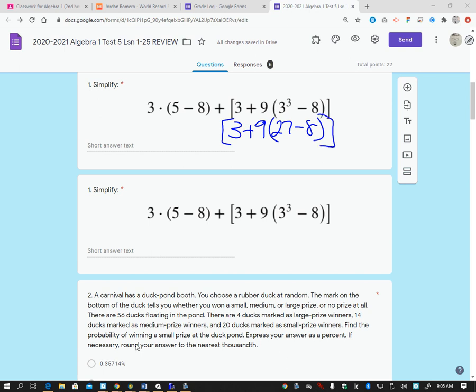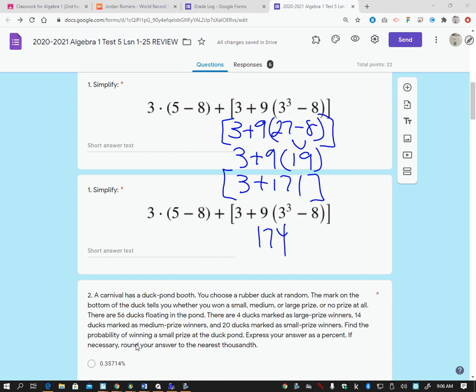Next thing up is what? Parentheses, so 27 minus 8, which is 19. We've got 3 plus 9 times the parentheses, 19. 9 times 19 is 171. So 3 plus 171.